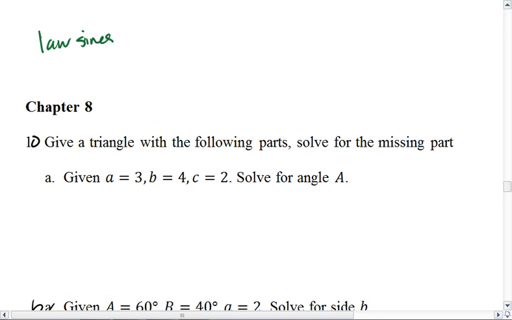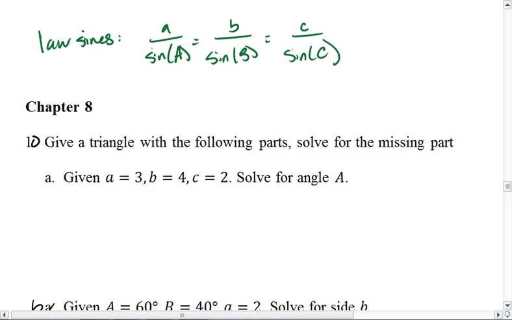Recall the law of sines is a over sine A equals b over sine of B equals c over sine of C, where the lowercase letters are sides and the uppercase letters are the angles opposite those sides.